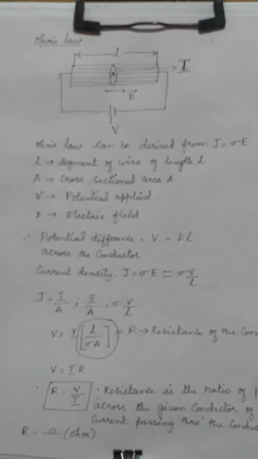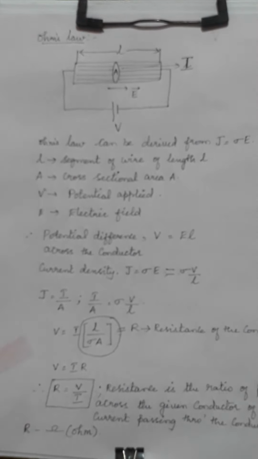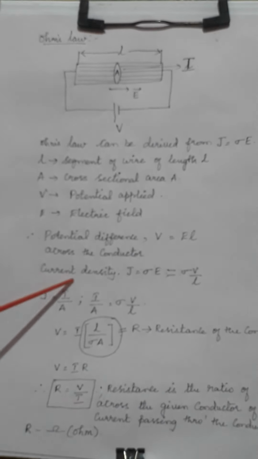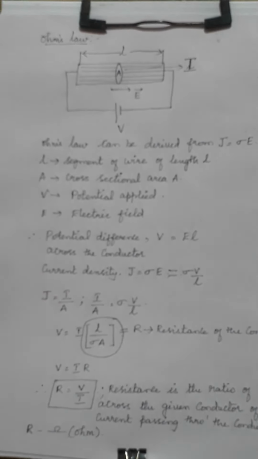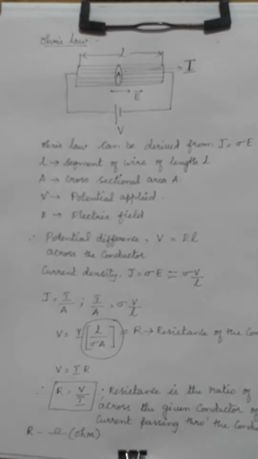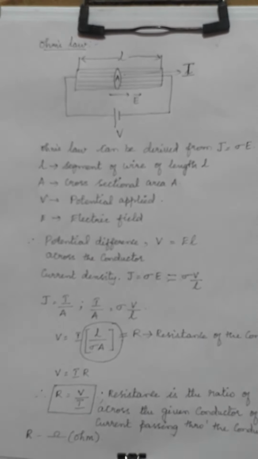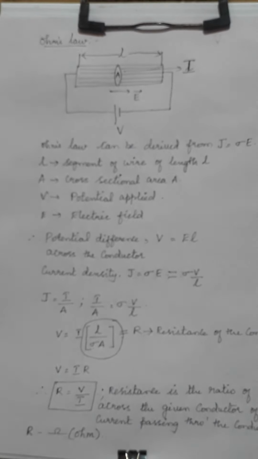Then was current density. Current density is J. J is equal to I by A. This is like in your first lesson we have studied surface charge density. Like that it is.